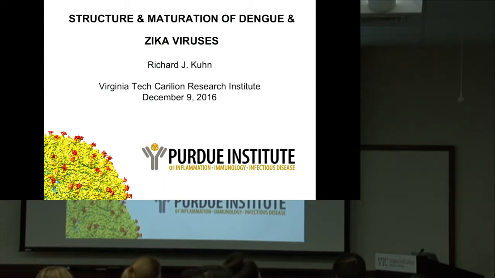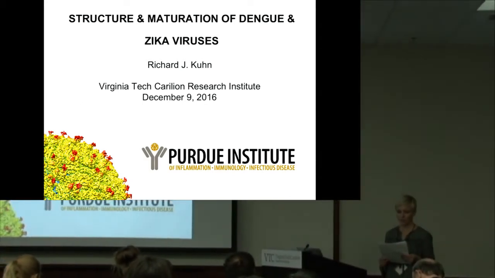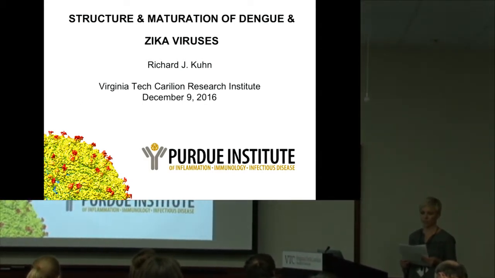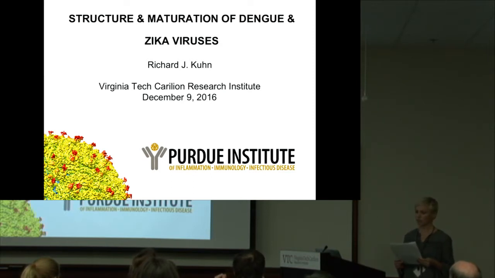It's my privilege today to introduce our seminar speaker, Dr. Richard Kuhn. Dr. Kuhn comes to us from West Lafayette, Indiana, where he serves as the director of the Purdue Institute of Inflammation, Immunology, and Infectious Disease, and he's a leading expert in the virology community. As you'll see today, his research team employs structural and functional approaches to investigate various aspects of the virus replication cycle. Dr. Kuhn received his PhD at State University of New York at Stony Brook and did postdoctoral training at Caltech. He came to Purdue in 1991 as an assistant professor in the Department of Biological Sciences and has been there ever since, working his way up to chair of the department and now institute director.